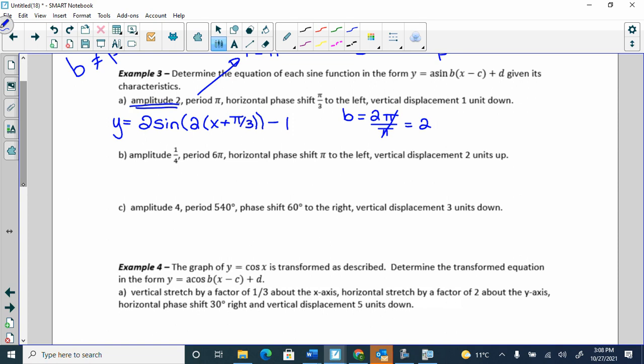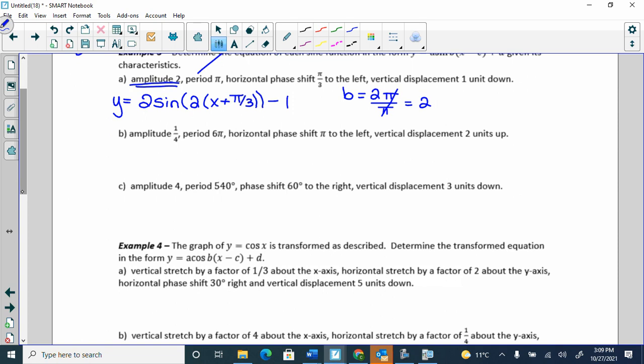It's a step. This one down here, we're going to do the graph of y equals cos x is transformed as described. Just determine the transformed equation in the form y equals a cos b x minus c plus d. This is literally testing transformations. So, vertical stretch by a factor of 1/3. I'm going to get a 1/3 in front. Horizontal stretch by a factor of 2. It's going to go in as a 1/2.